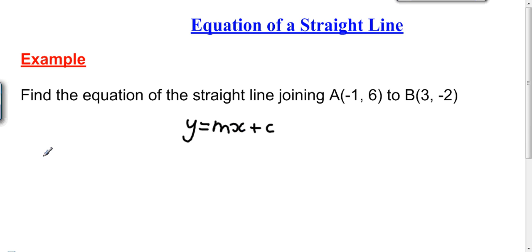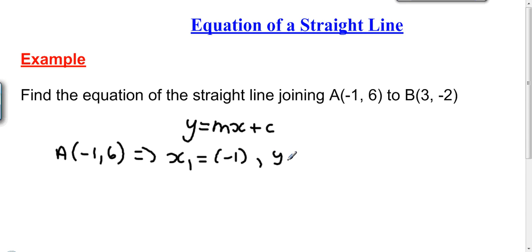The first thing we have to do in these questions is have a look at our coordinates. The first coordinate is A, (-1, 6). That's made up of two things, an x part and a y part. The x part, which I'm going to call x1 because it's the first of my two coordinates, is -1, and the y, again y1, is 6.